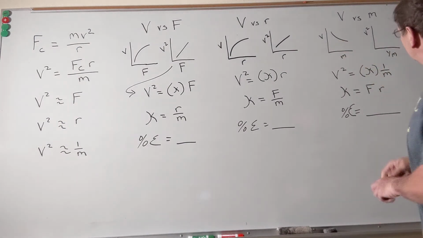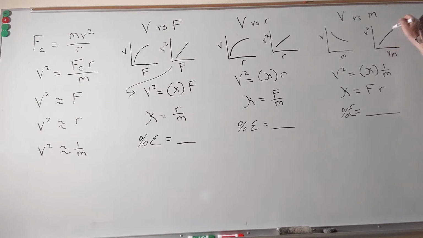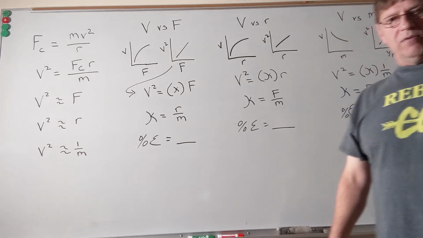And then if we square the y-axis and take the inverse of the x-axis, we should get v squared equals k times 1 over m for our equation. y equals mx plus b. No b. We're getting rid of the b every time we're here, right? So k now, because of our proportionality, should equal F times r, and we can go ahead and find our percent error for that one.